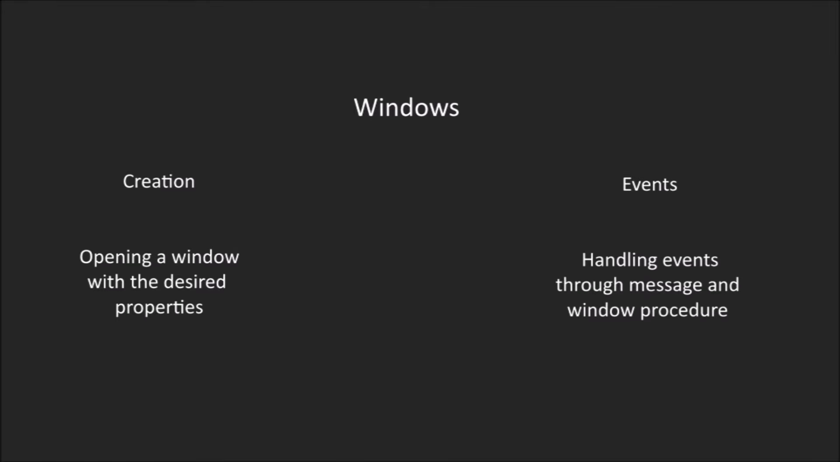Before I start coding, I just want to mention that window creation comes in two parts: the creation and the events handling. The creation is pretty self-explanatory, because it's simply just opening a window with the desired properties. But events is a bit more complicated, and I will come back to that a bit later when we actually are at that stage in the code. For now though, I think it's time to start coding.